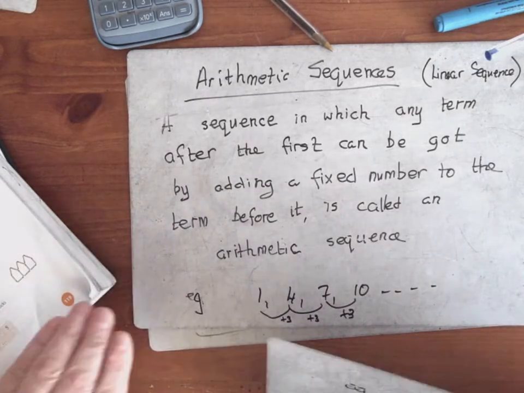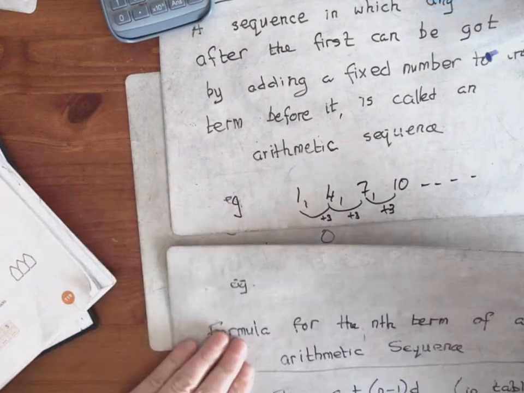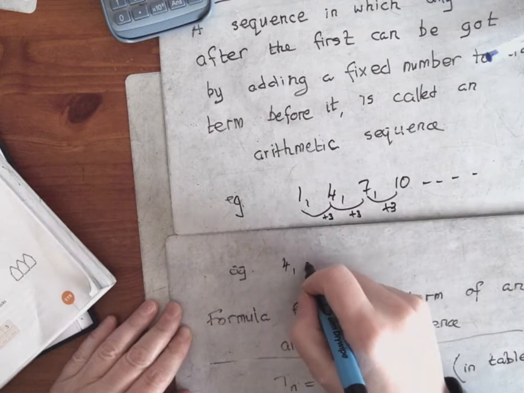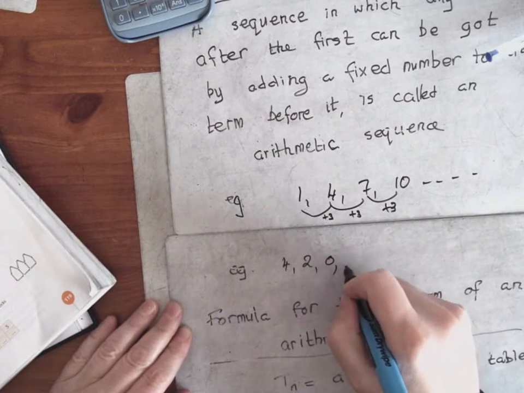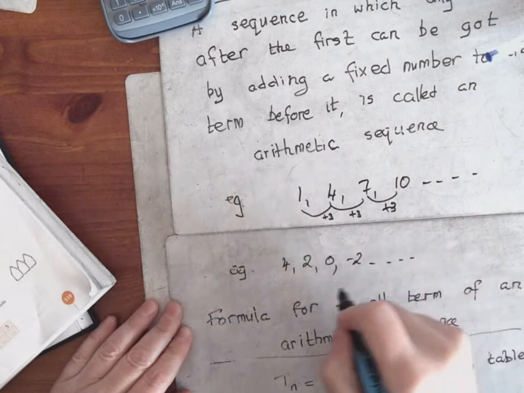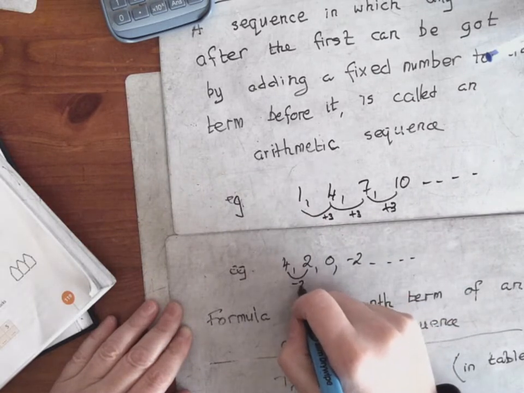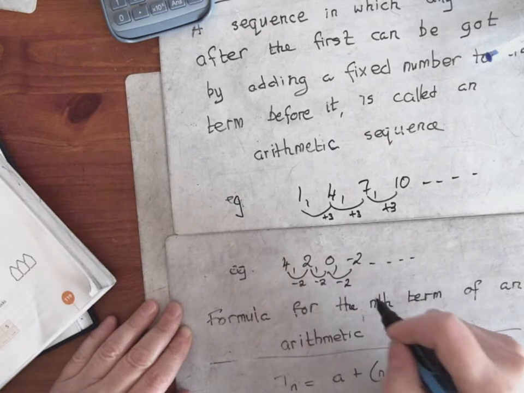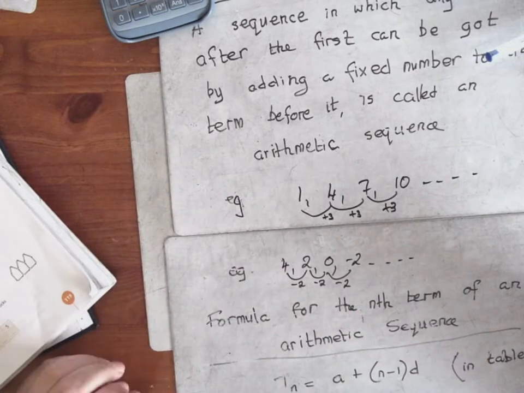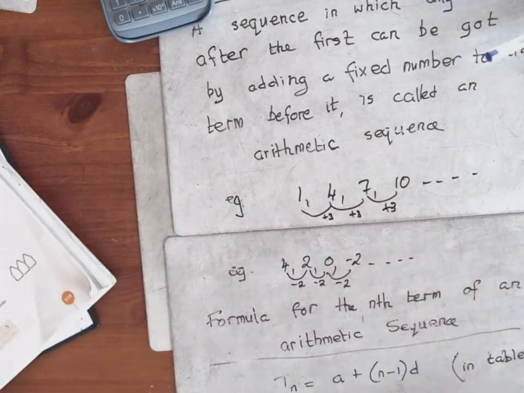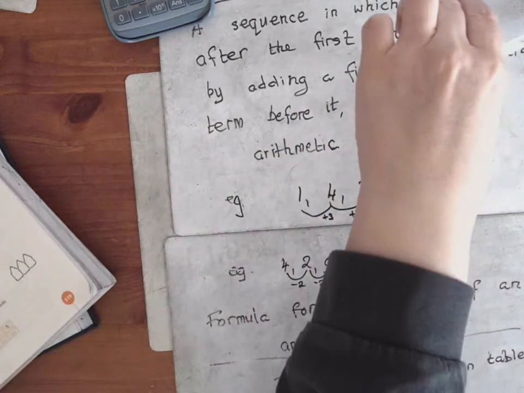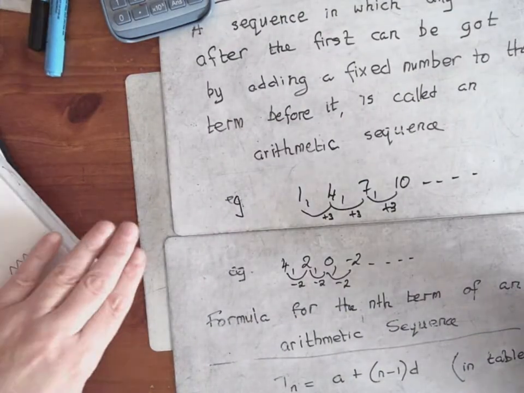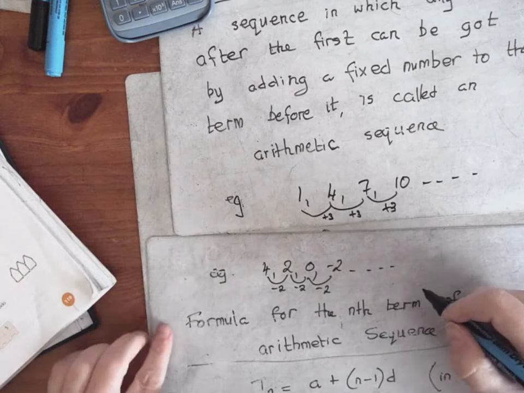Okay, and you could be adding on a negative number, as in you could be minusing a number. So you could have something like 4, 2, 0, minus 2, etc. And to go from here to here, you minus 2. From here to here, you minus 2. From here to here, you minus 2. So it could be adding or subtracting. I only said adding in the definition because we say adding a negative number, which is the same as subtracting the same number every time. Right, so there's a second example there.